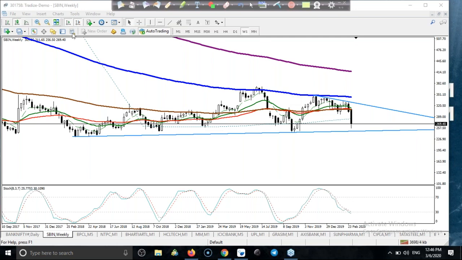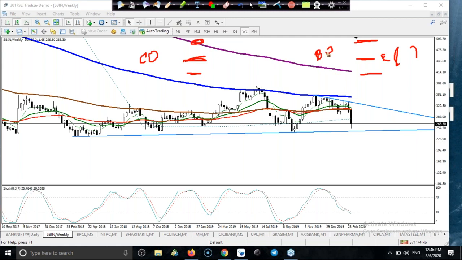There is no losing in a bracket order and cover order. A bracket order means you are buying something here, and you are setting your target and placing your SL, both in a bracket order. In a cover order, you are buying something and placing SL, but there is no target. In a bracket order there are three options: entry, SL, and target. In a cover order, entry and SL only. There is no target. Very simple. Is it clear?